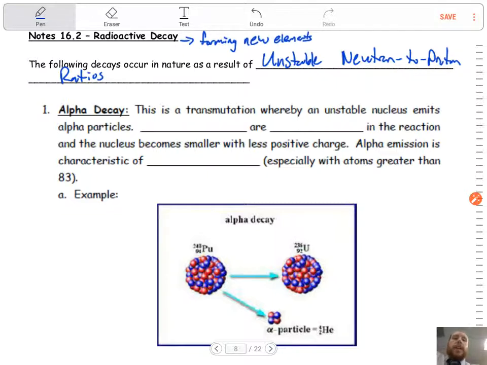So the first mode of decay, and if you look on table O in your reference table, these are listed there. So you don't have to memorize these modes of decay. You just have to know how to use them and apply them.